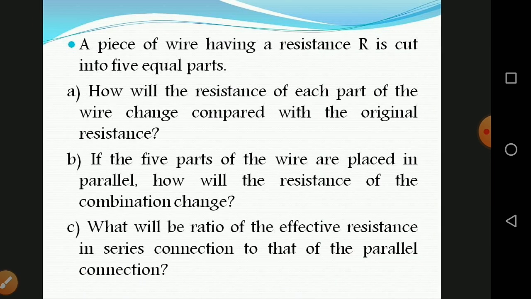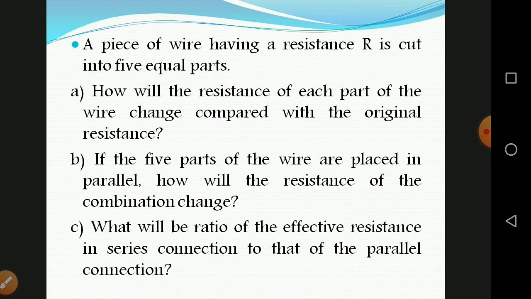The next question: a piece of wire having a resistance R is cut into 5 equal parts. First question: how will the resistance of each part of the wire change compared with the original resistance? Second: if the 5 parts of the wire are placed in parallel, how will the resistance of the combination change? Third: what will be the ratio of the effective resistance in a series connection to that of the parallel connection?